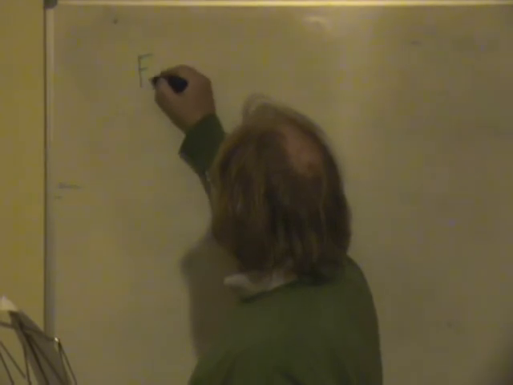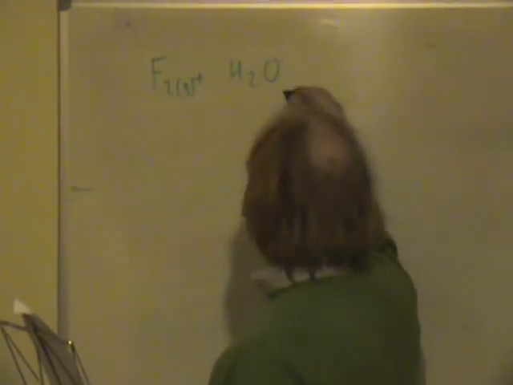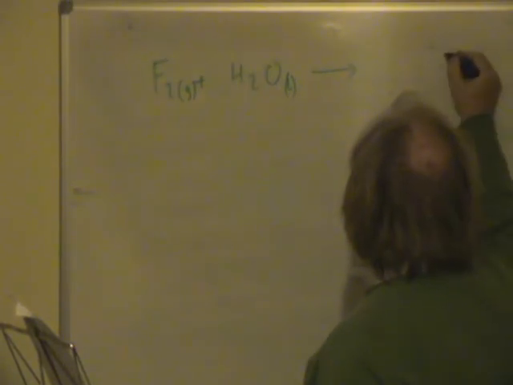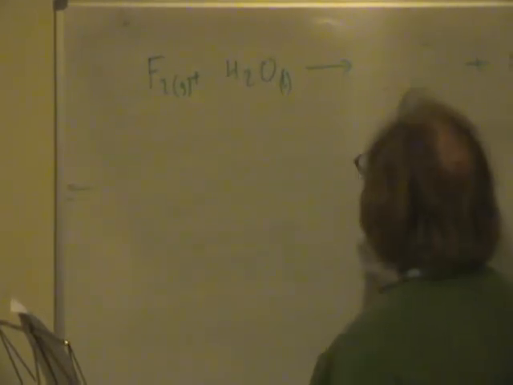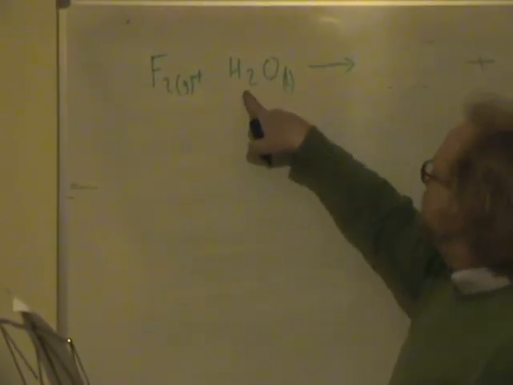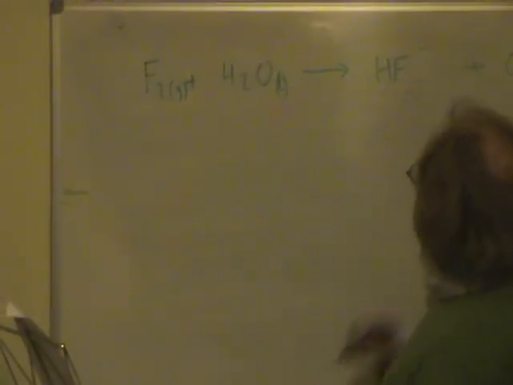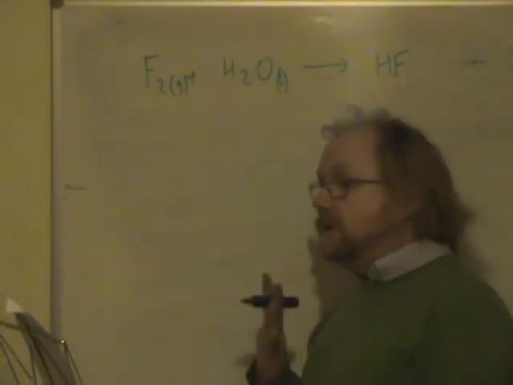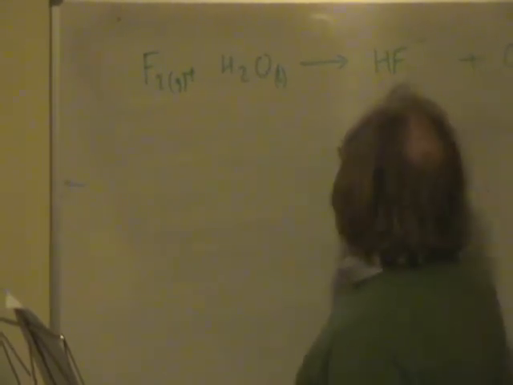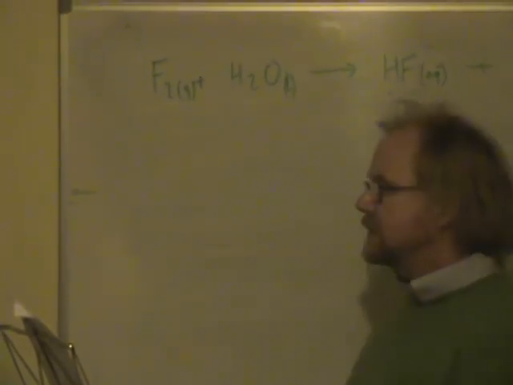So we've got F2 plus water turns into something plus O2. Well, if you look at the elements, you can see that once the oxygen comes out as O2, what you're left with is hydrogen and fluorine. So this product is going to be HF. And because you're doing it in water, just like HCl is very soluble in water, so too is HF. So that's going to be aqueous, and the oxygen obviously is a gas.